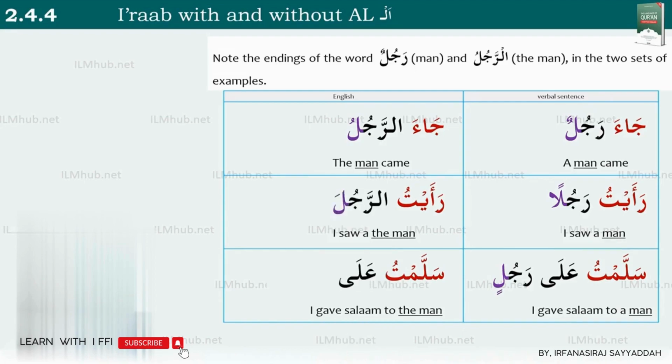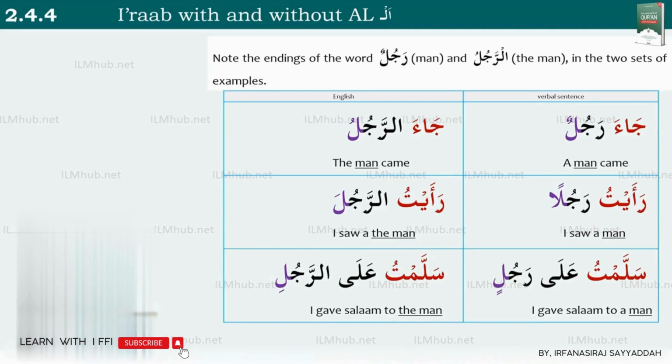Ra'aytu ar-rajula, I saw the man. It is still nasab. It has to be nasab. Why? Because it is the object. And sallamtu ala rajulin or ar-rajuli, it will be jar. So ar-rajulu is rafa, ar-rajula is nasab, ar-rajuli is jar. Same as rajulun rafa, rajulan nasab, and rajulin jar.